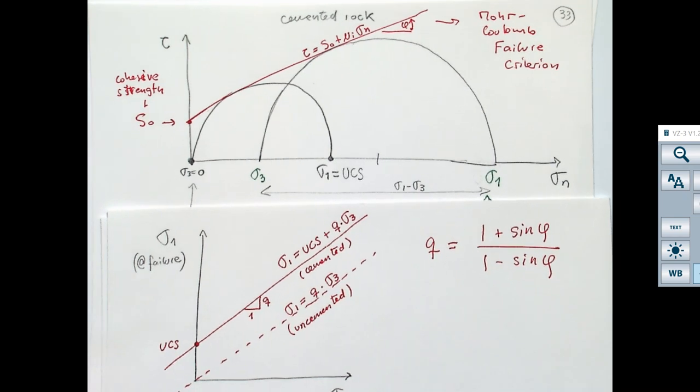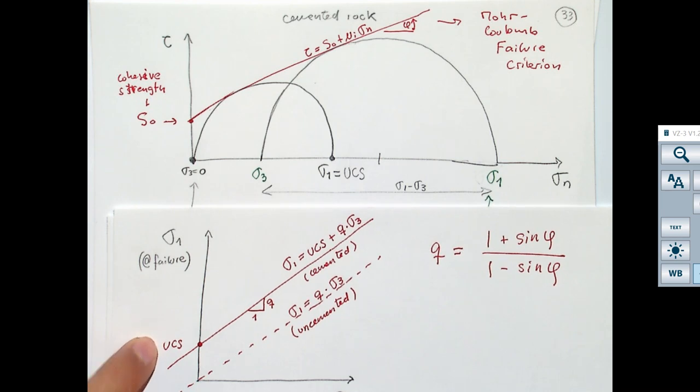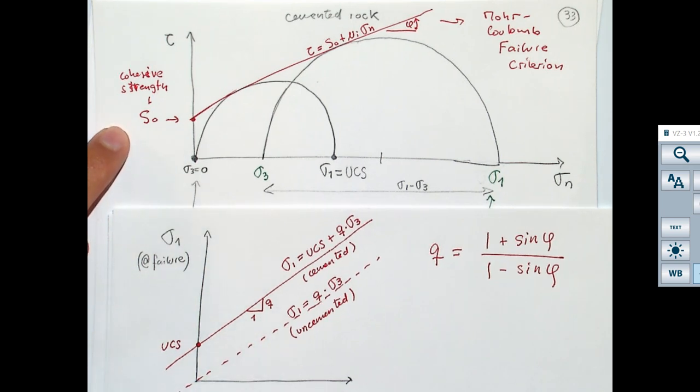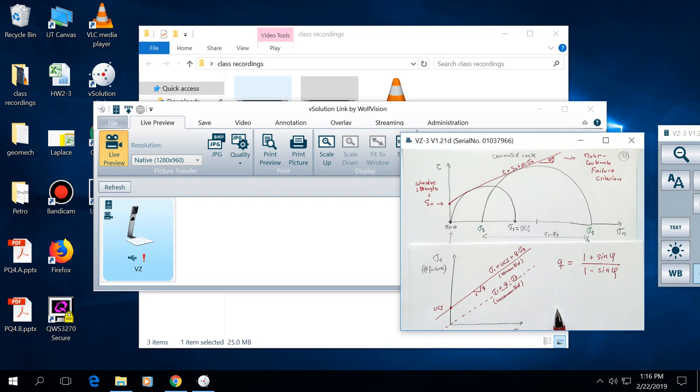Now we'd like to have a relationship between UCS and S0. UCS is something real, something that you measure. S0 is just a fitting variable, and it's called cohesive strength. And I don't remember the equations for that, so I'm going to take a look at my notes over here. But you can calculate that. It's just some algebra and some trigonometry. Let's see where I find that. I don't have it here, but I'm sure I have it in my notes. So let me go quickly over here.